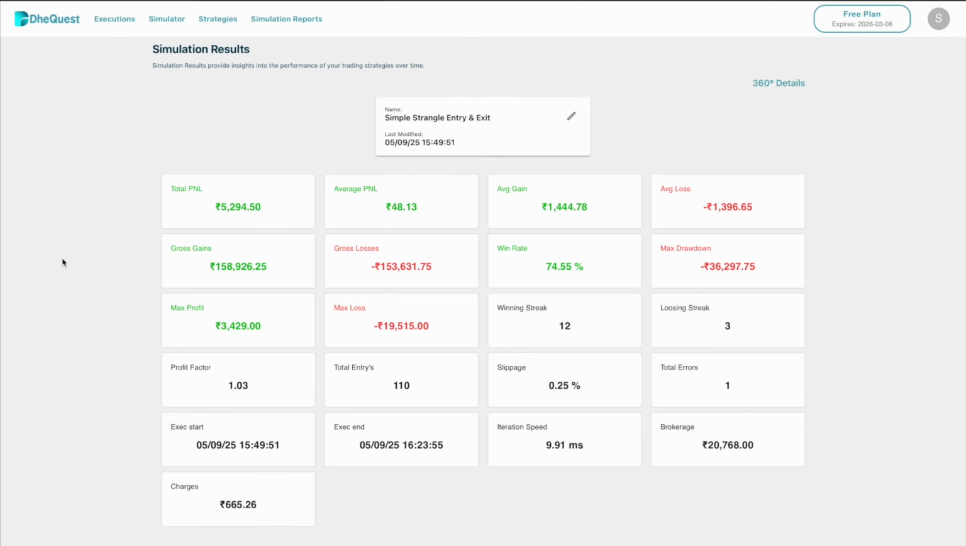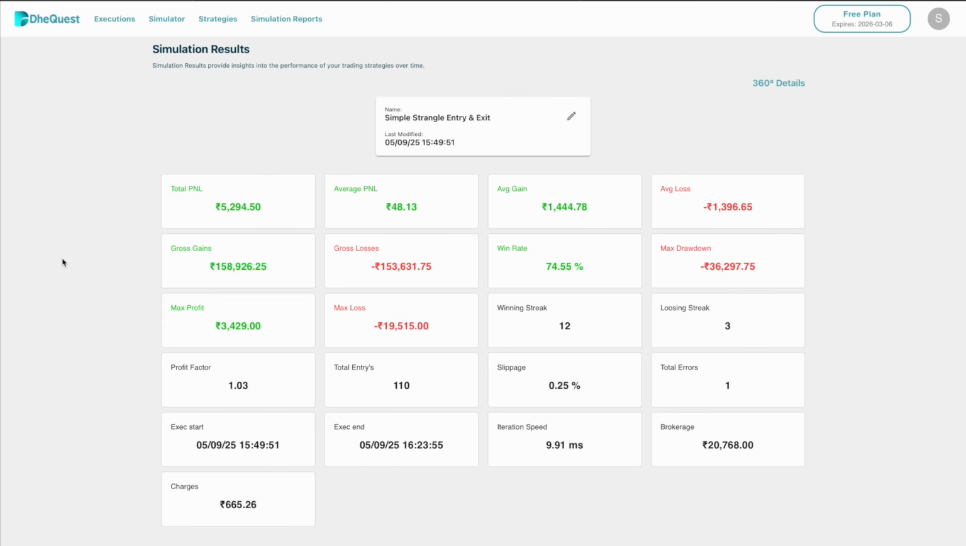Total P&L. This is the total profit or loss generated by the strategy during the backtested period. Average P&L. This is the average profit or loss per trade across all entries. Gross gains. This is the total of all winning trades combined. Gross losses. This is the total of all losing trades combined. Win rate. This is the percentage of trades that ended in profit.